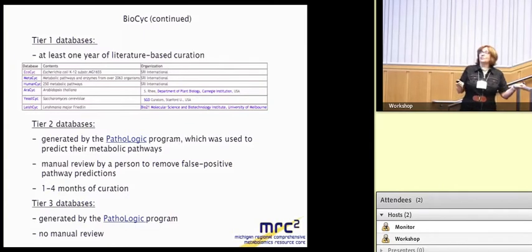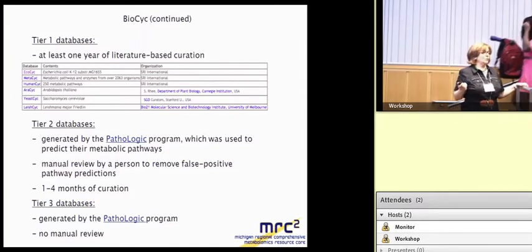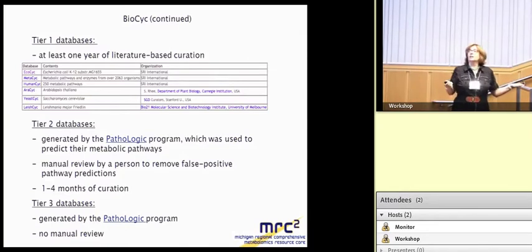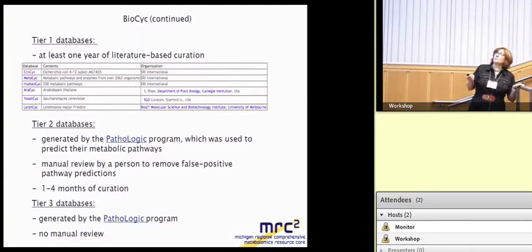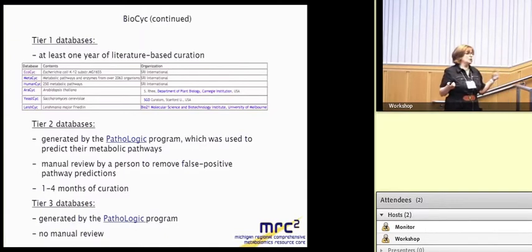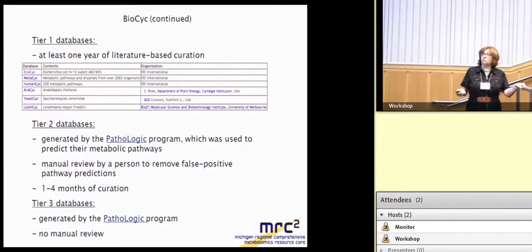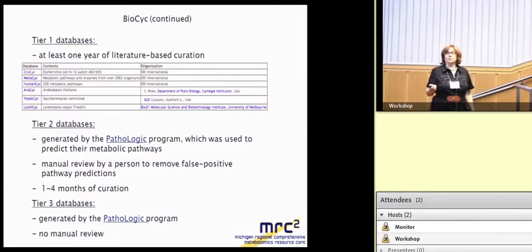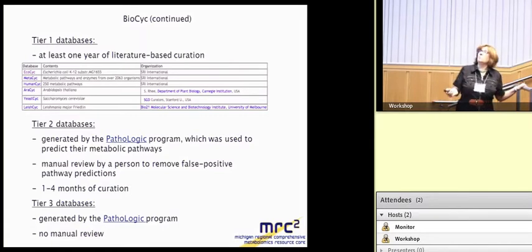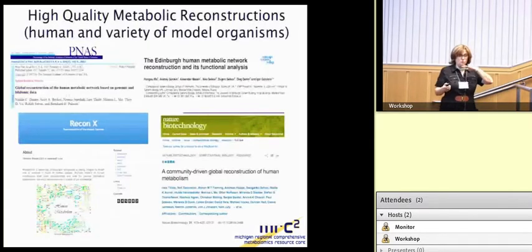So for these tier two databases, they produced automated predictions of pathways, and then, as they say, one to four months of curation by experts, by scientists, were put into this. It's a bigger list, so I just didn't put it out there, but all of these are hyperlinked, and you can go there and take a look at them if you're interested. And then they have a very large list of tier three databases, which has not undergone any manual review whatsoever. So this is the base level.